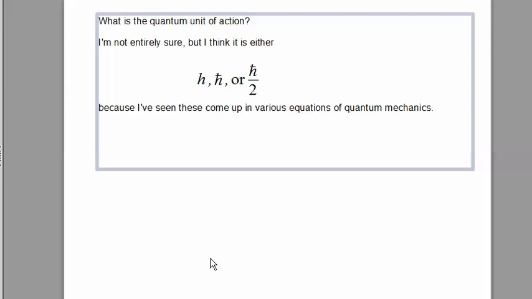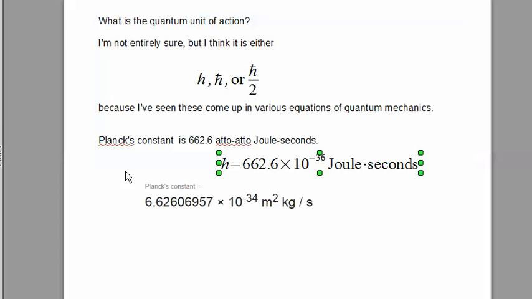What is the quantum unit of action? I'm not entirely sure, but I think it is either h bar, or h bar over 2, because I've seen these come up in various equations on quantum mechanics. Planck's constant is 662.6 atto joule seconds. I say atto because there's no prefix for 10 to the negative 36, but there is one for 10 to the negative 18th.